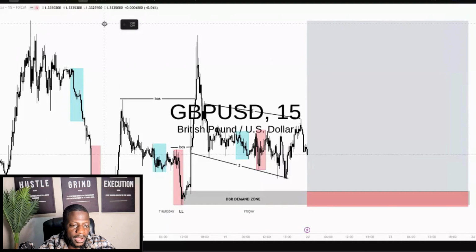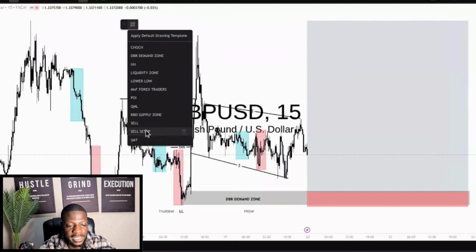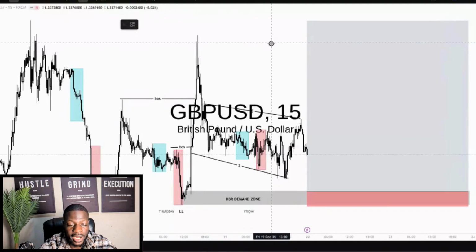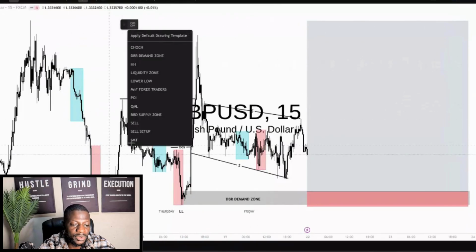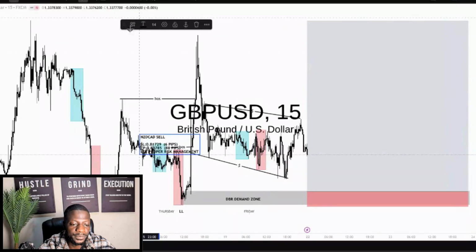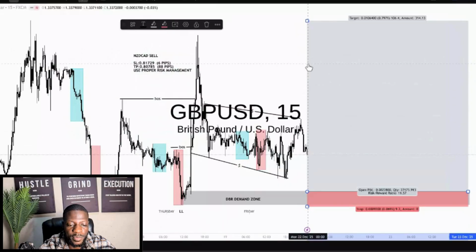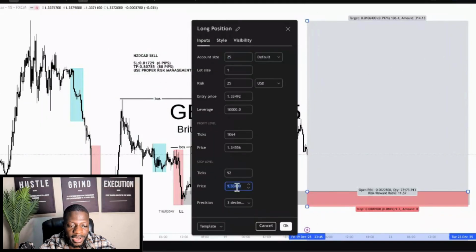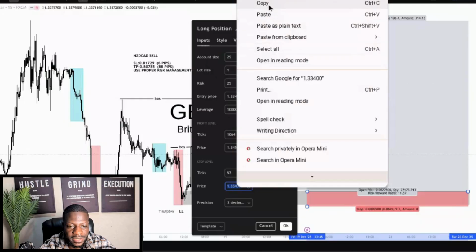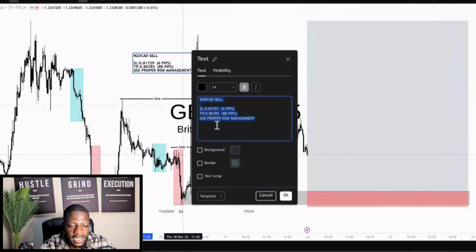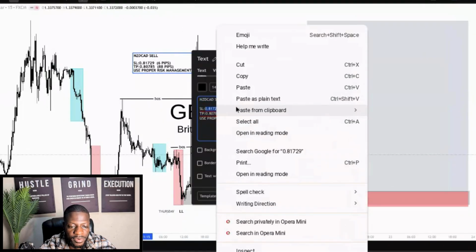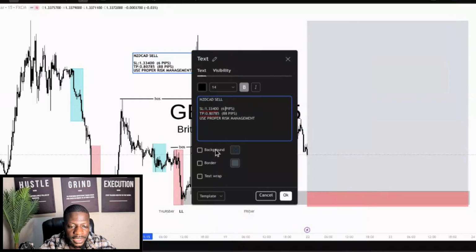This is how I prepare for my setups. I'm showing you exactly what I do when I want to actually prepare for the market. So what I'll do is I'll come here. For my stop loss, I just come here, copy this. So you can see that my stop loss is about 9 pips, like I said, which is there. I just copy this and then put my stop loss right there, which is 9 pips.